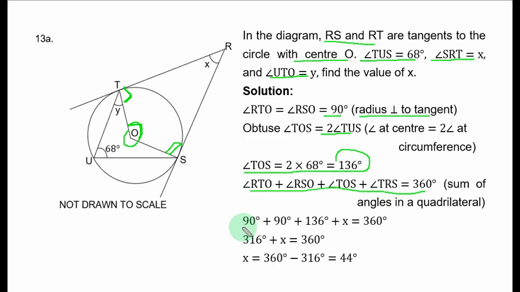In that figure, if you add the 4 angles, the sum is 360 degrees. That is 90 degrees plus 90 degrees plus 136 degrees plus S equal to 360 degrees. If you add the 3 angles first, you have 316 degrees plus S equal to 360 degrees. If you collect like terms, you have S equal to this, and that is 44 degrees.